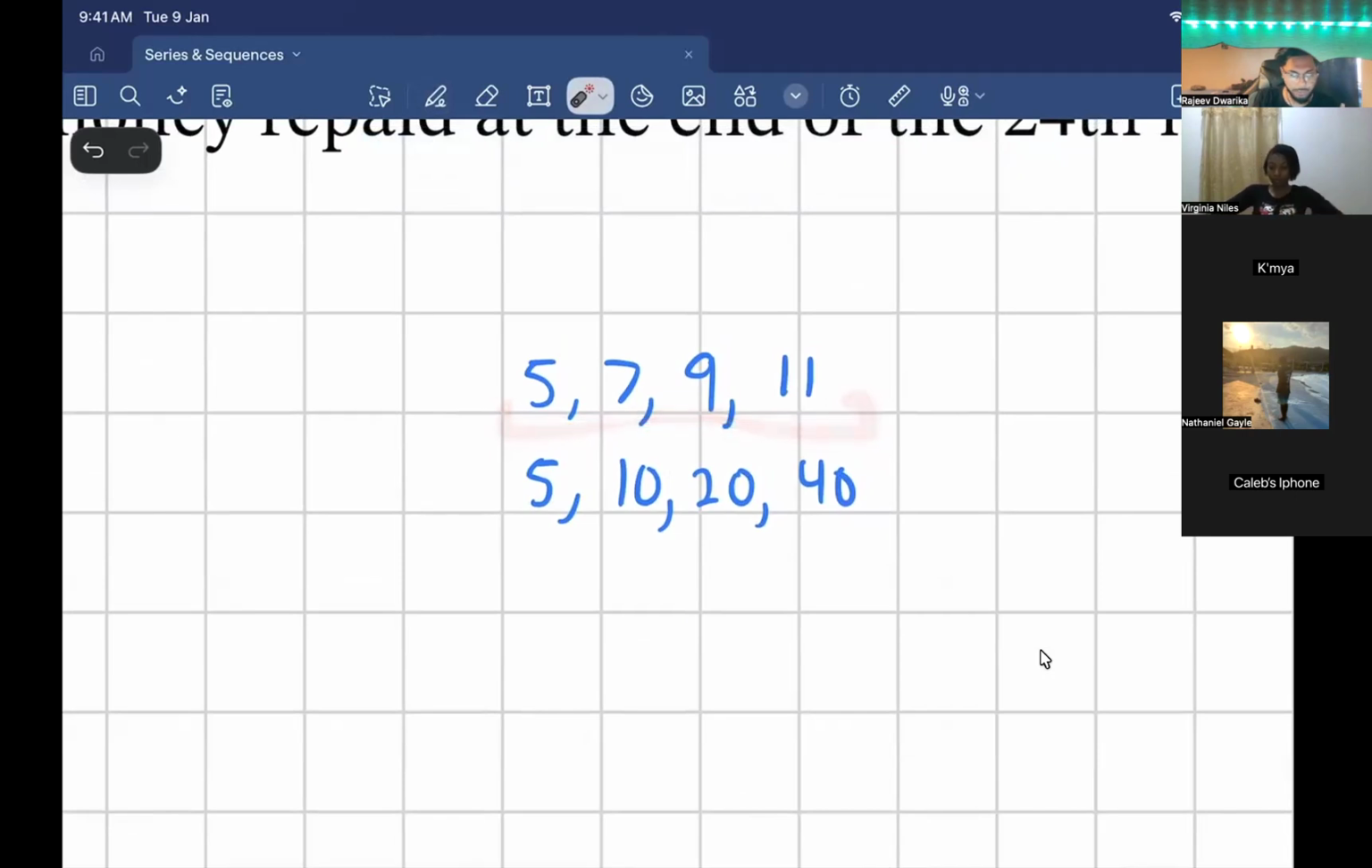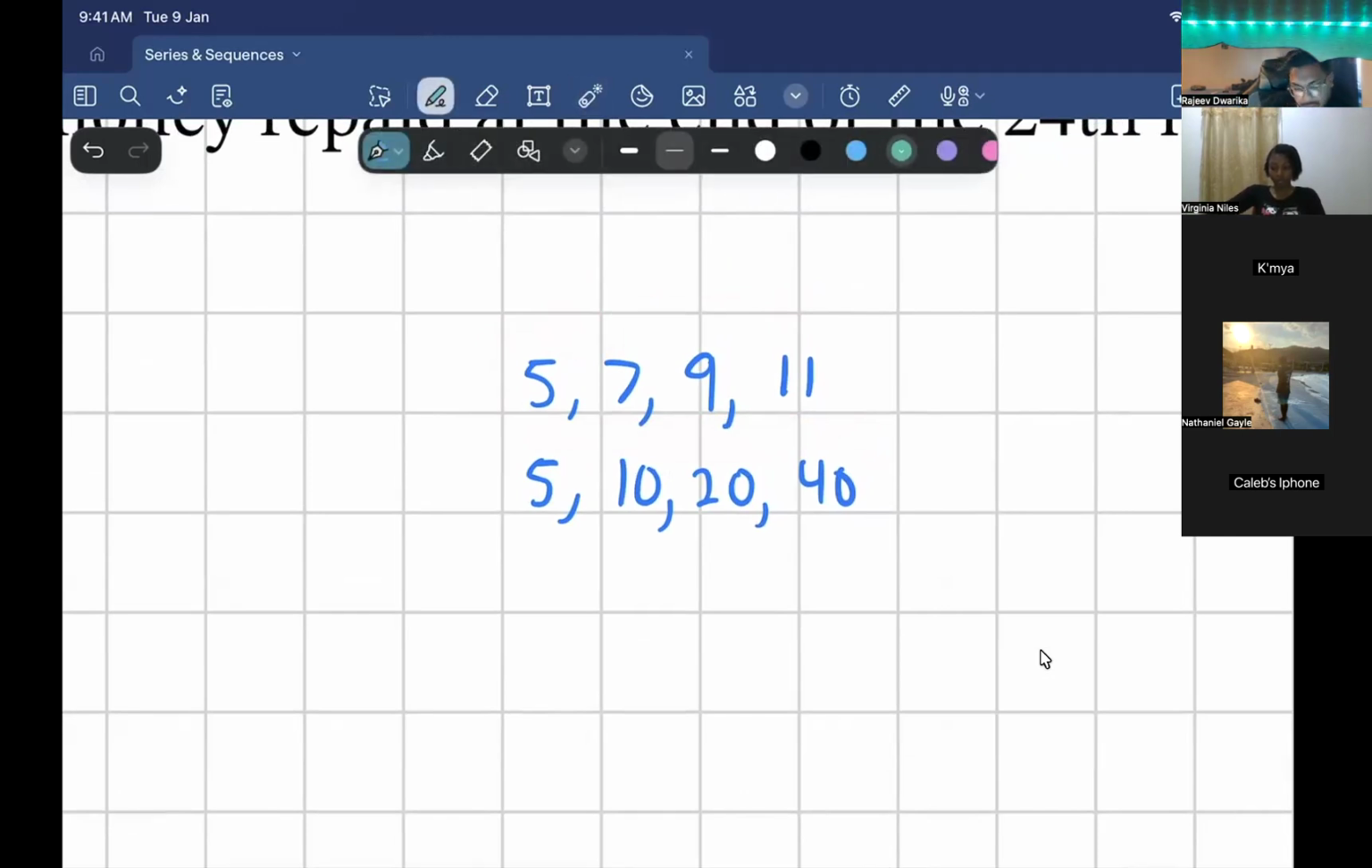Let me give you a quick crash course. To get the next term for this sequence, what am I doing with 5 to get 7? Plus two. What am I doing with 7 to get 9? Plus two. What am I doing with 9 to get 11? Plus two. So does it have a common difference or a common ratio?